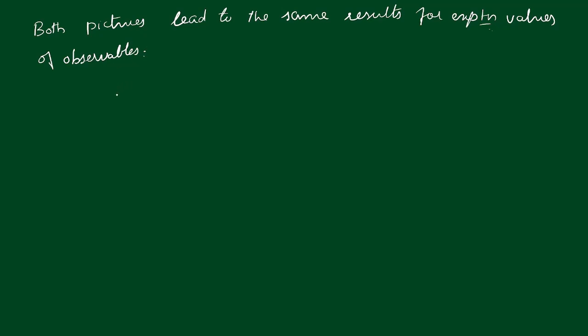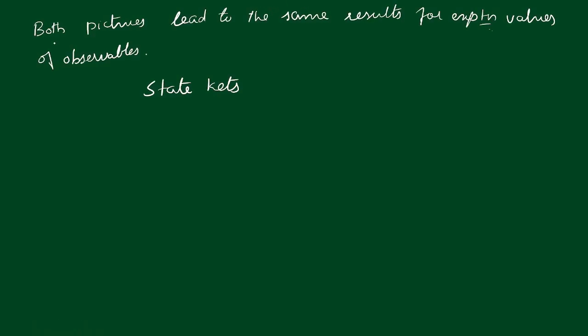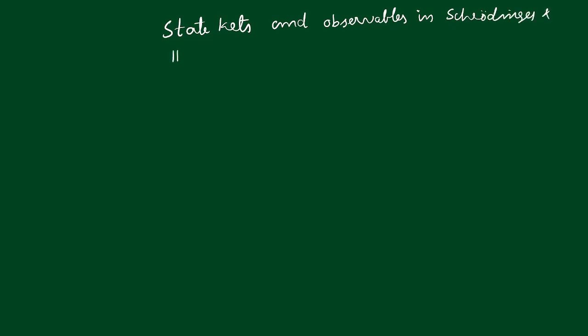Right. Now let's look a little bit. That's the basic idea. Let's look into it in a little bit more detail. All right. So we'll discuss state kets. Okay. So let me write it like this. I'll take a new page. State kets and observables in the Schrodinger and the Heisenberg pictures.